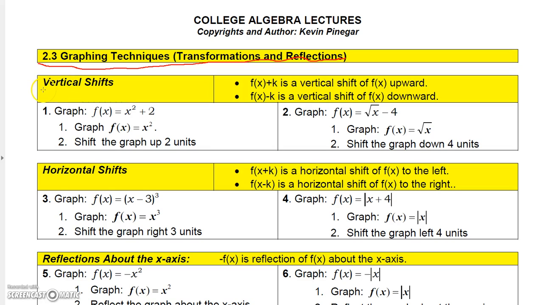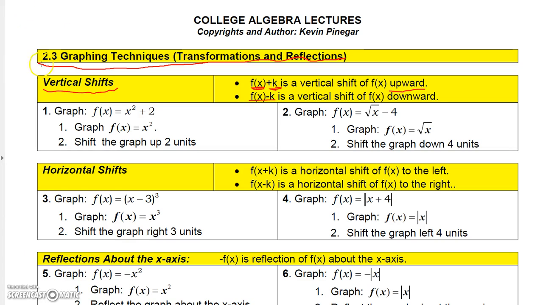The first such technique I'm going to talk about is a vertical shift. Basically what this does is, let's say you knew what the graph of some function f of x looked like, like one of those basic ones we talked about, like x squared or square root of x. If you add a number to that function, all it does is shift the graph vertically upward. And if you subtract a number from that function, all it does is shift it vertically downward.